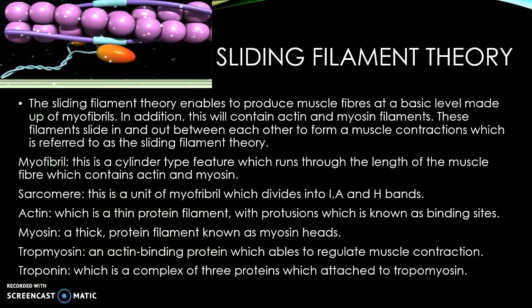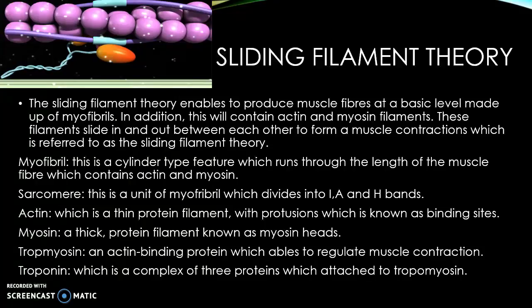Sliding filament theory. The sliding filament theory describes how muscle fibers work at the basic level of myofibrils, which contain actin and myosin filaments. These filaments slide in and out between each other to form a muscle contraction, which is referred to as the sliding filament theory. A myofibril is a cylinder-type feature which runs through the length of the muscle fiber and contains actin and myosin.